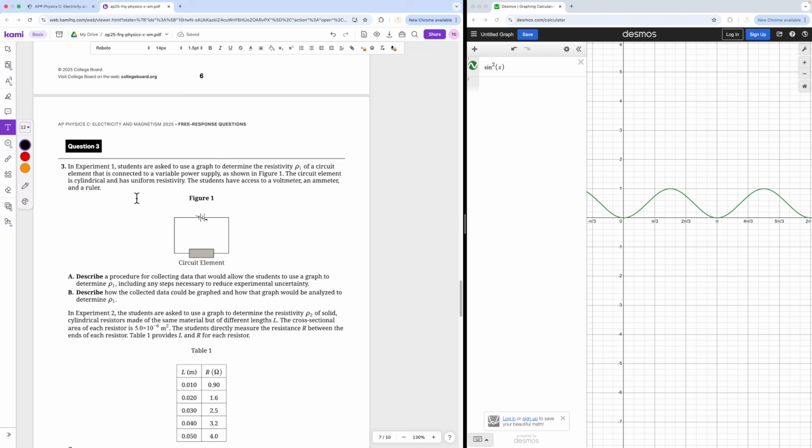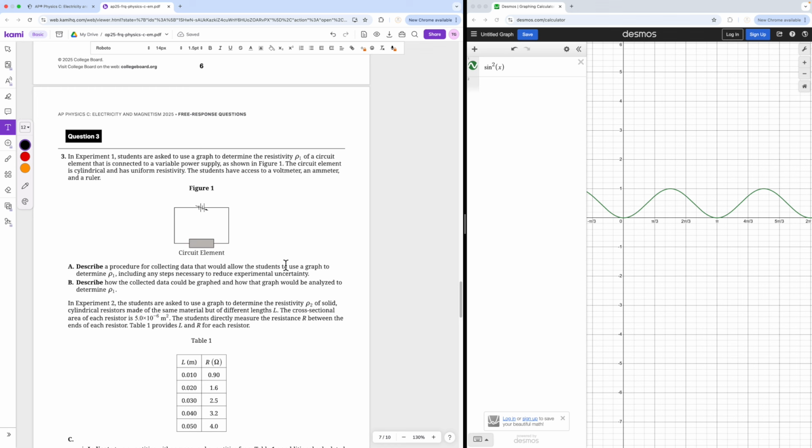And it's a uniform resistivity and it's cylindrical, and you have access to a voltmeter, an ammeter, and a ruler. So first, describe a procedure for collecting data that would allow you to use a graph to determine resistivity, including any steps necessary to reduce experimental uncertainty. So, we're trying to find resistivity. How are we going to do this?